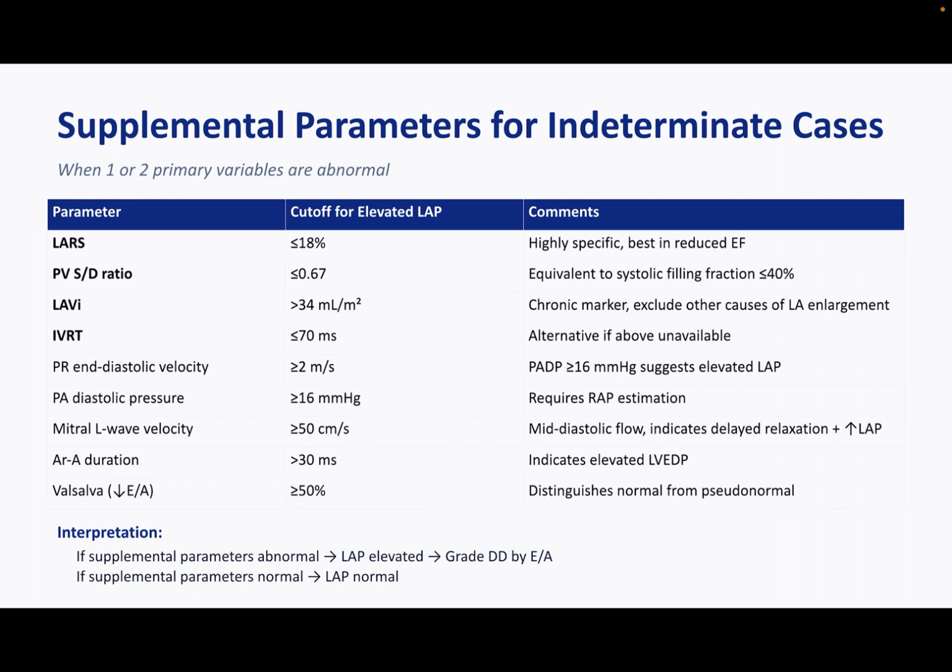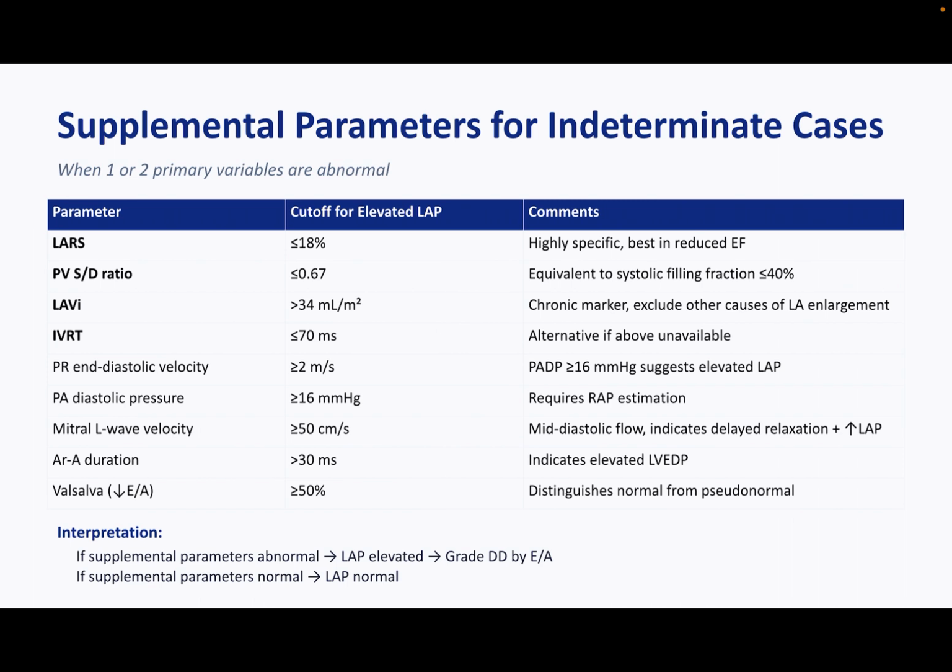Mitral L wave greater than 50 centimeters per second: mid-diastolic flow indicating delayed relaxation plus elevated left atrial pressure. AR minus A duration greater than 30 milliseconds: a specific marker of elevated LVEDP, used in hypertrophic cardiomyopathy and MR. Valsalva, greater than 50% drop in E to A, distinguishes pseudonormal from true normal.